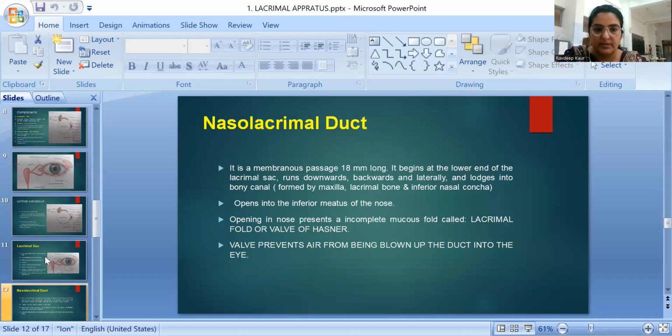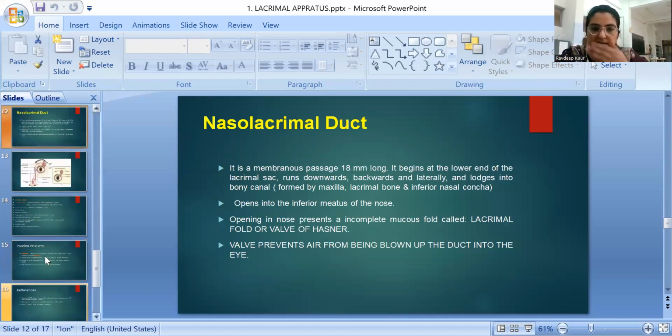The nasolacrimal duct is a membranous passage, 18 mm long. It begins at the lower end of the lacrimal sac, runs downward, backward and laterally, lodging in the bony canal, and ultimately opens into the nose, in the inferior meatus of the nose. The opening of the nasolacrimal duct is bounded by a mucosal fold called the valve of Hasner. The importance of this valve is that it prevents air from being blown up the duct into the eye.